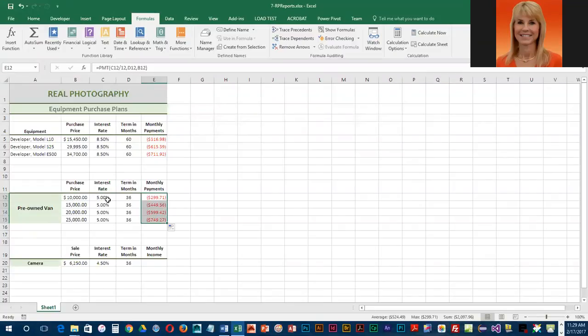And at this point, they want us to change the interest rate because apparently the person who owns Real Photography found out that the interest rate is going to be 6.25 instead of 5%. Not a good thing for us because it's going to affect our payment. So we're going to key in 6.25. And then we're going to fill that value down. Okay, and all of our payments should have gone up because the interest rate went up. Let's go ahead and hit save.